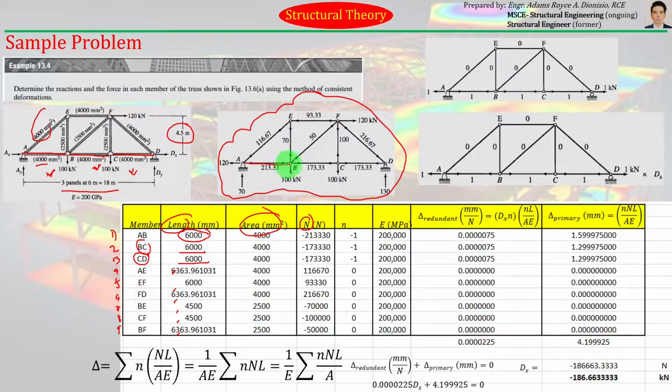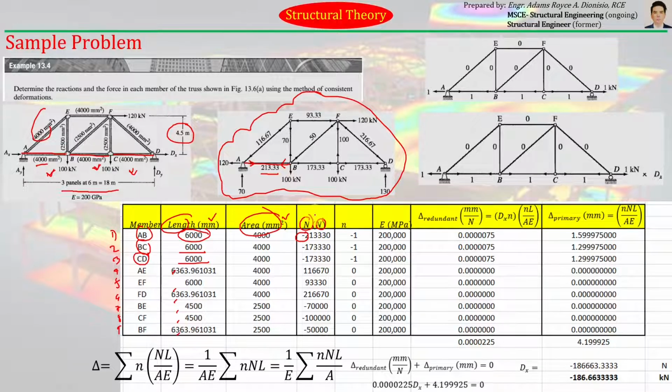For member AB, which is the first one here, the axial force is 213.33, but you have to include the sign. So you can see here 213.33 is actually a compressive force. Therefore, we must include a negative sign to indicate its direction. And you have to take note, I express the length in terms of mm, the area in terms of mm squared, and the axial forces from the primary structure in terms of Newton.